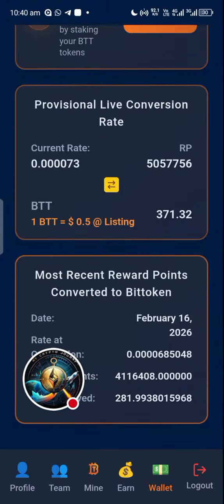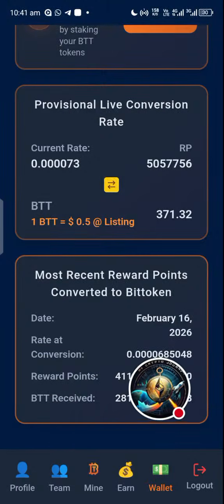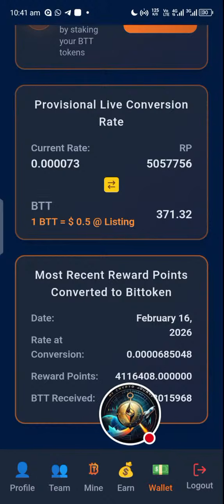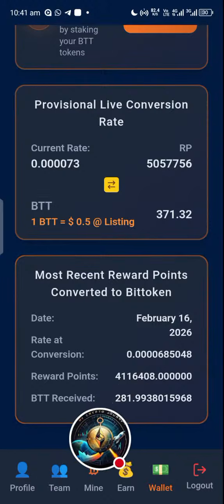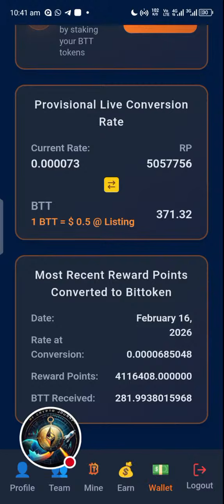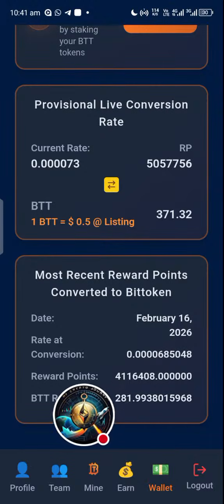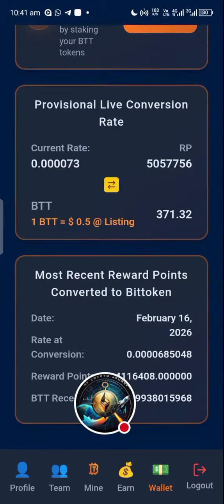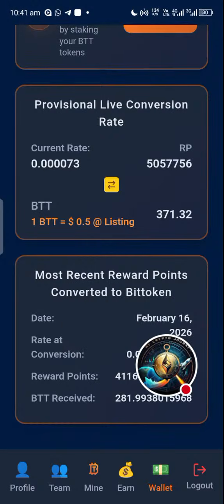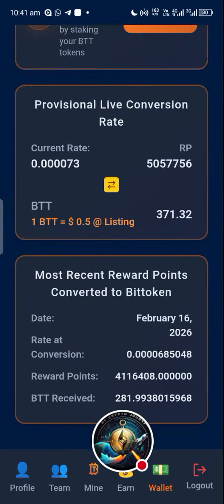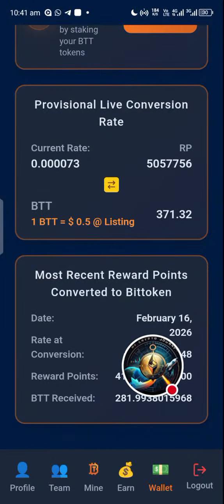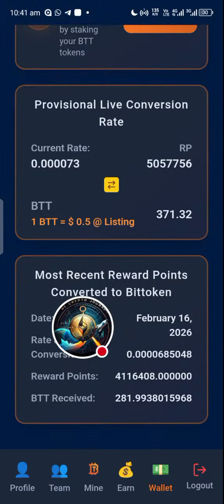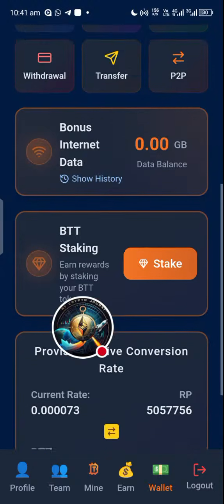All right, so you can see the conversion rate. It was around 0.406, and my reward points were around 4.1 million, and then I received 281.9 of the BITTOKEN. That was what I received. So it's automatic. All you need to do is mine RP, which is the reward points, and when the 16th of each month reaches, it's going to automatically get converted. So the next conversion is coming in the month of March, on the 16th of March. So before then, make sure you mine enough RP.